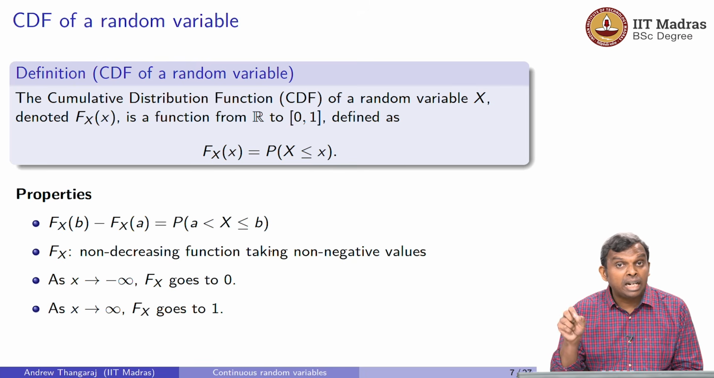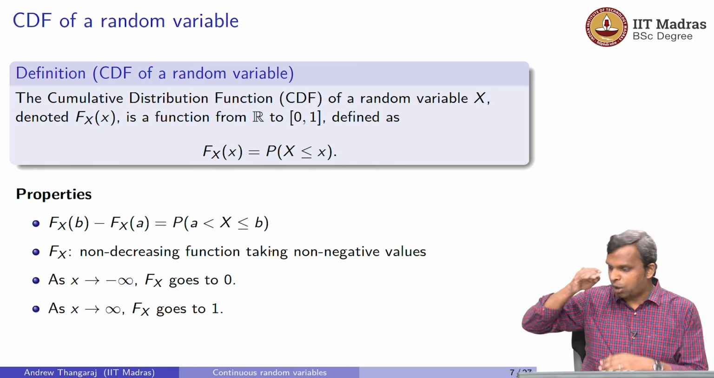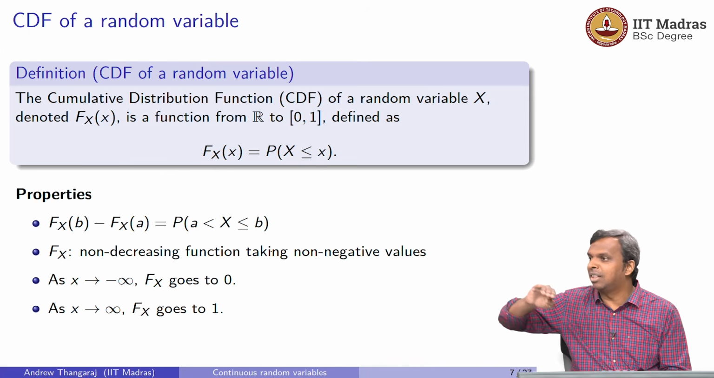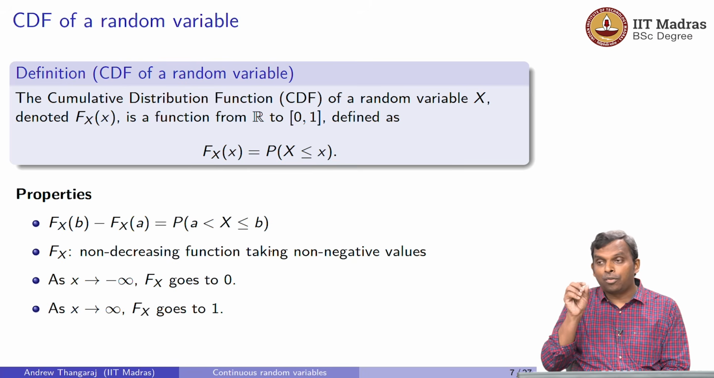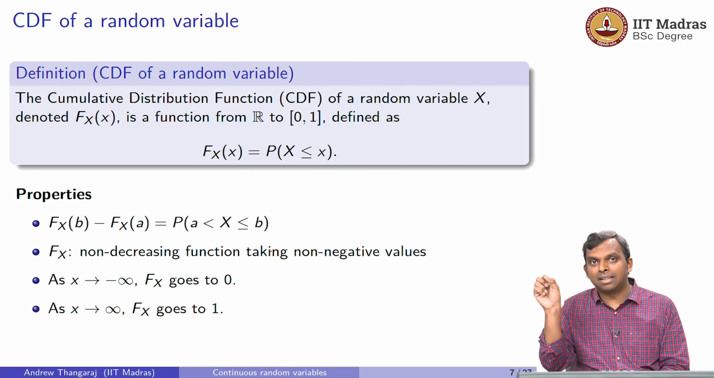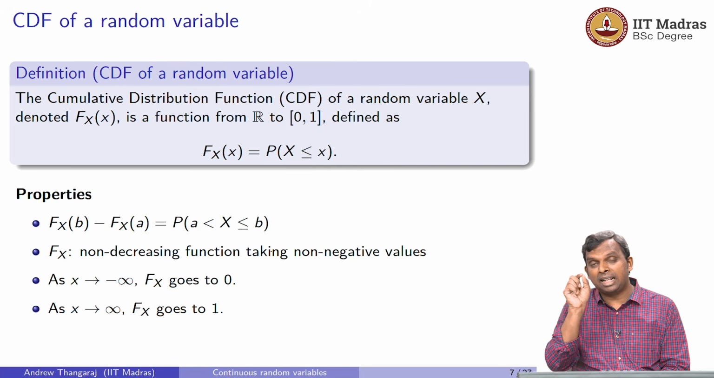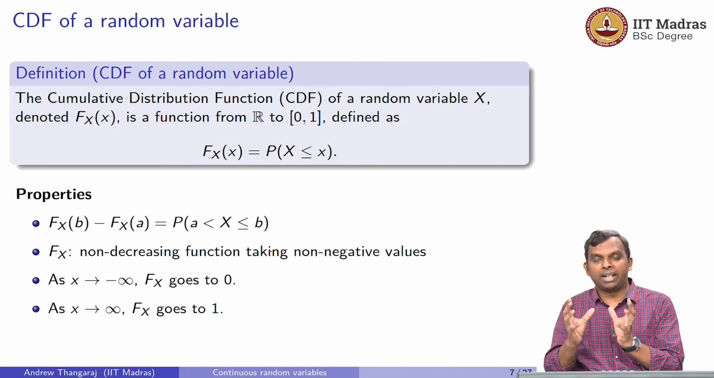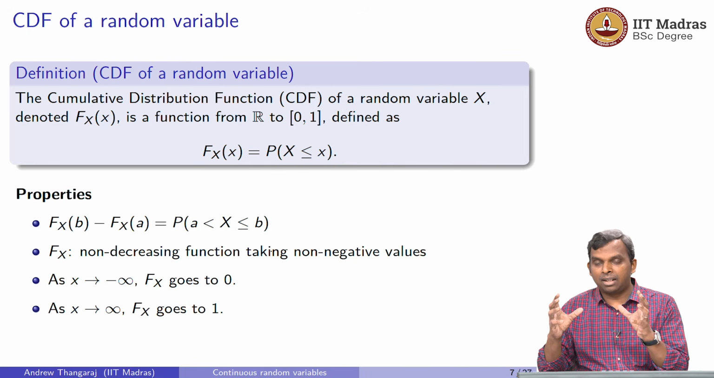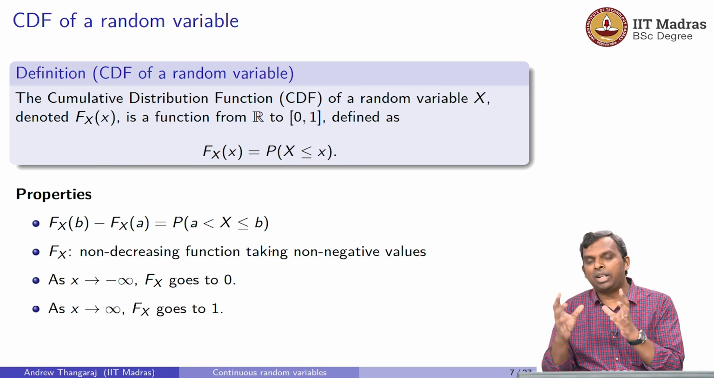But it has to be a non-decreasing function. What is non-decreasing? It cannot slope down. It has to keep increasing. Why is that? Because if small x increases, I'm saying now the probability that x is less than or equal to something larger, so that should be a bigger event. So once you look at a bigger event, the probability of it has to be bigger.